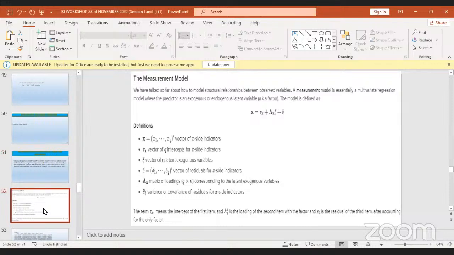Now the measurement model. As we have already discussed, it is a multivariate regression model where the predictor is an exogenous or endogenous latent variable. We have already seen such a measurement model. Say for optimism, the first question of the optimism scale is the dependent variable, and the latent optimism is the independent factor affecting it. So this is the basic structure of the measurement model.